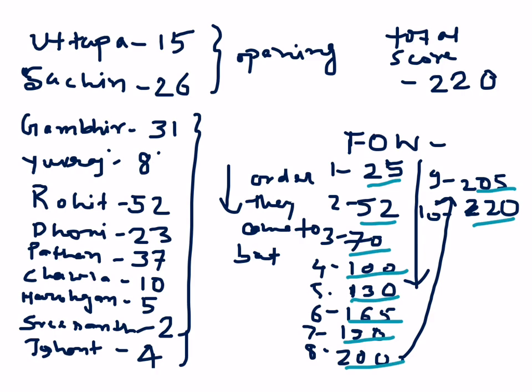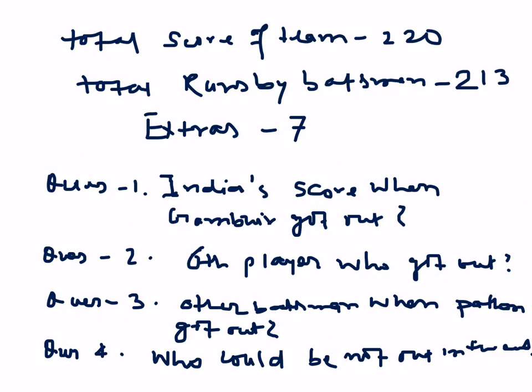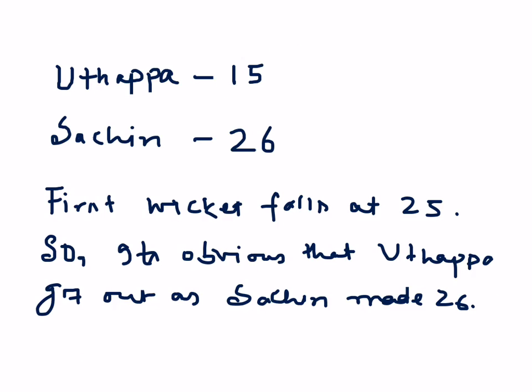Whatever is the difference between the runs scored by the batsmen and the total score is simply the extras. So we have seven extras here. There are some questions which we need to answer, like India's score when Gambhir got out, the sixth player who got out, other batsmen when Pathan got out, and who could be not out in the end. So let's start and see the approach in this kind of question.